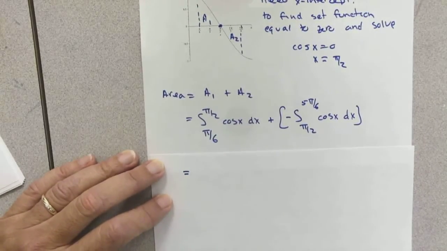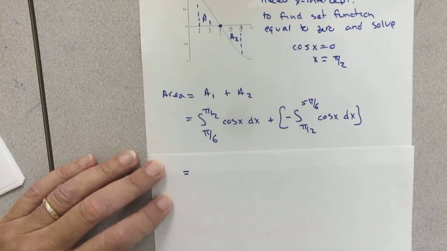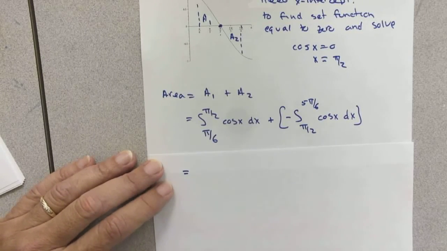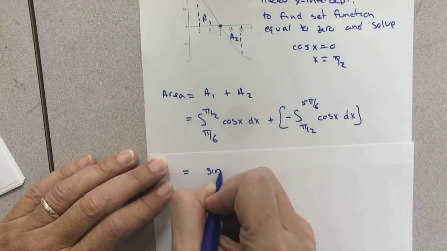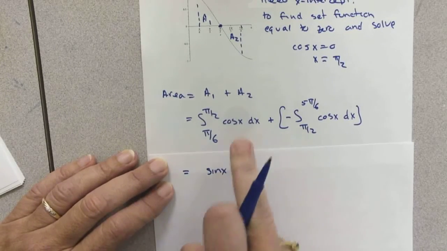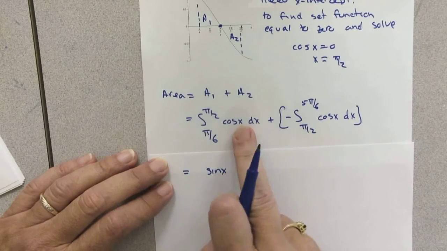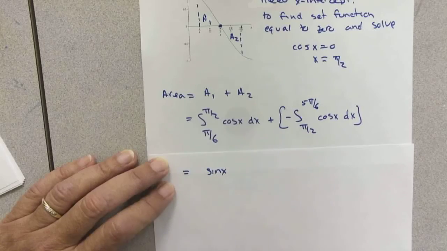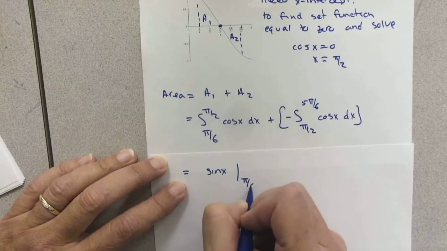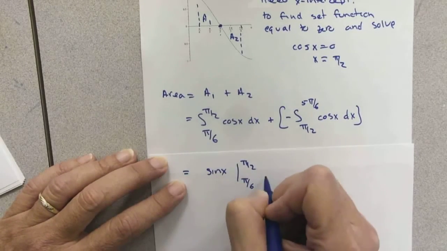So, antiderivative. You're asking yourself, what has a derivative of positive cosine? That is sine. The derivative of sine is cosine. Antiderivative, so you're always asking yourself, what has a derivative of cosine? That's sine. Evaluated from pi over 6 to pi over 2.